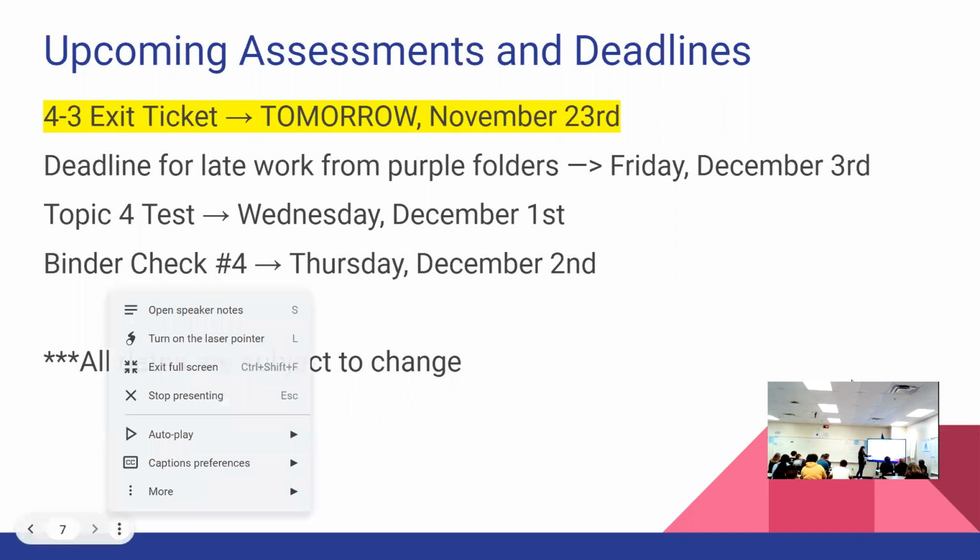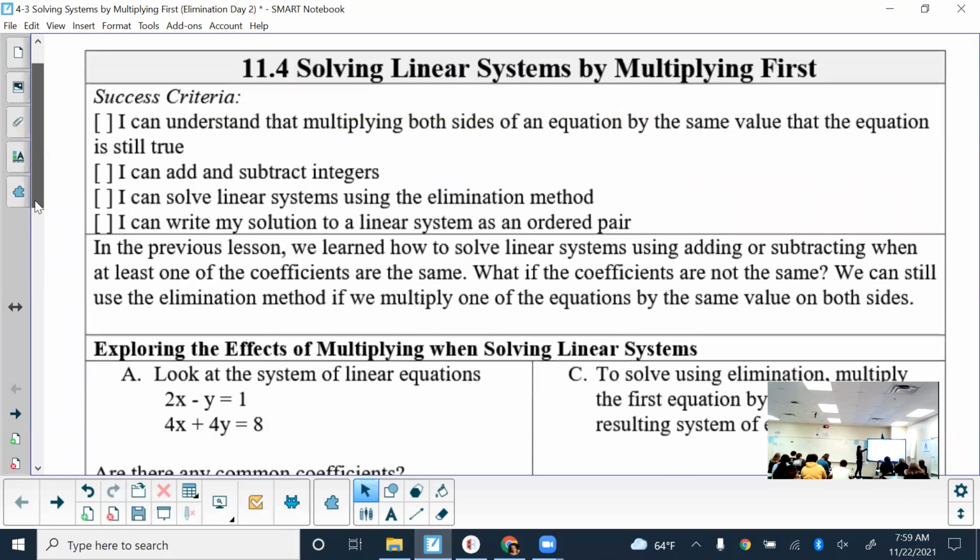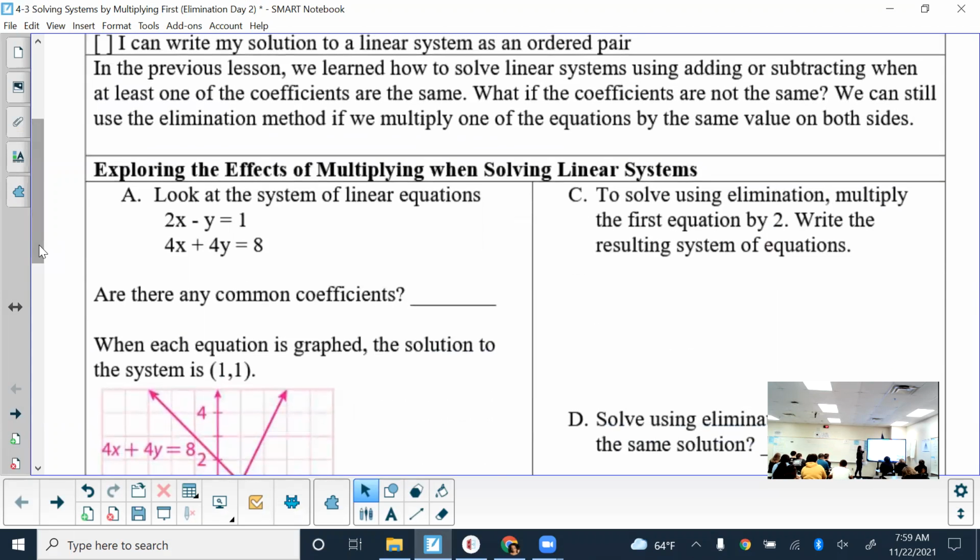So make sure you have the note sheets. They're on the back table. If you don't have them, we're starting here. All right, so previously we learned how to solve systems by adding or subtracting, because there was a common coefficient already in place. Well, what if there's not a common coefficient? So you can still use the elimination method.